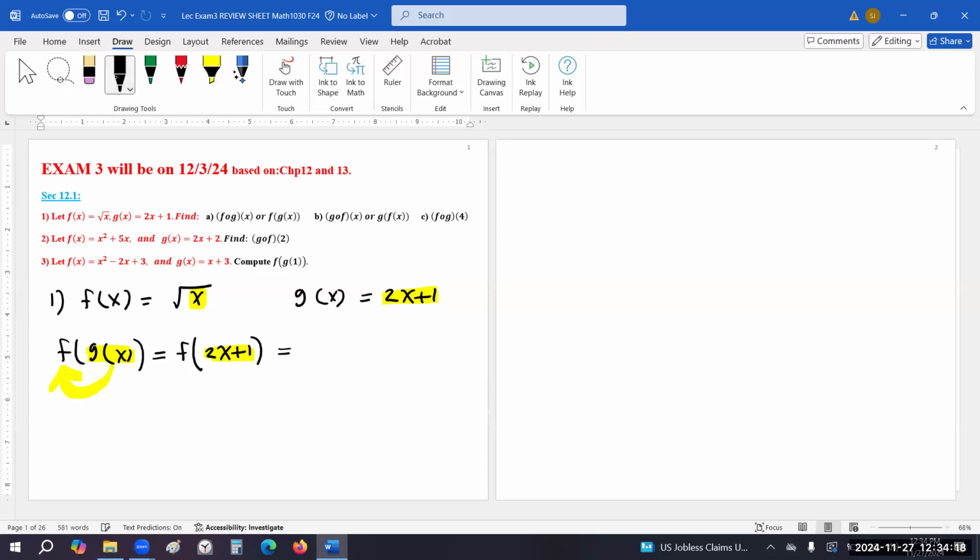So we go to the f function and write its structure. Structure means its square root, and instead of x, we write 2x plus 1. And we have nothing to do. So this is our final answer.